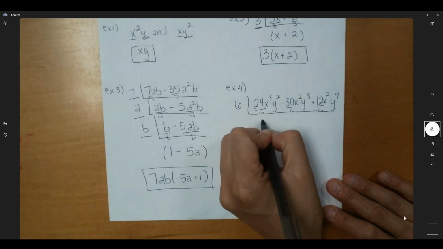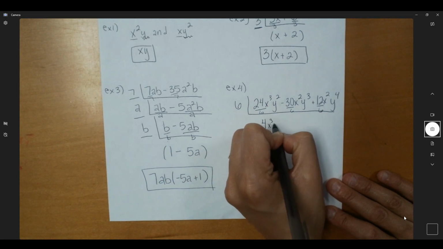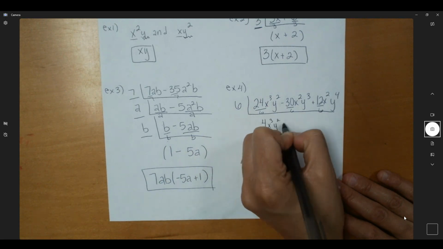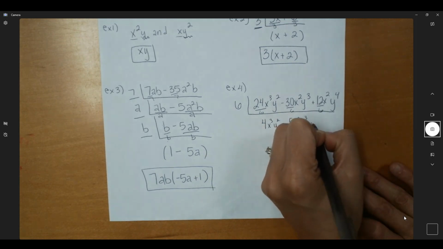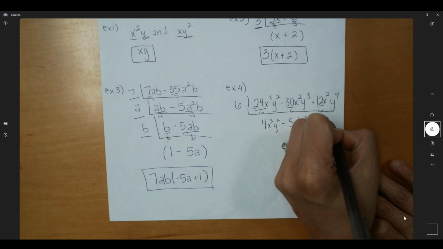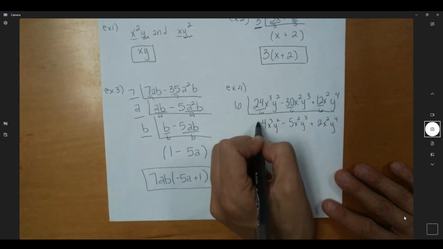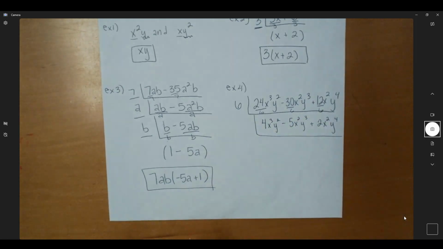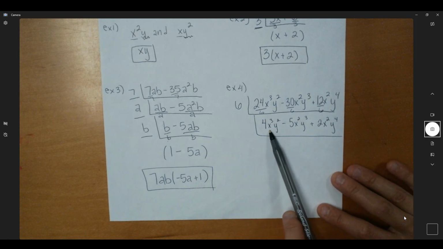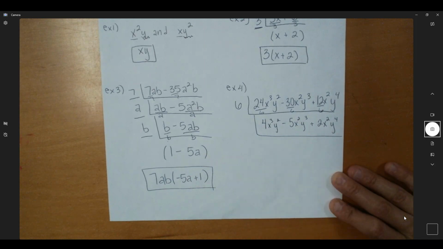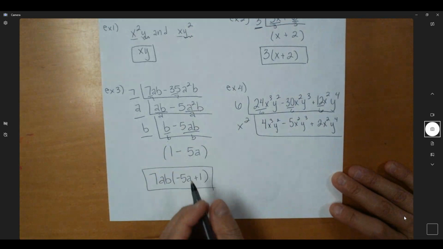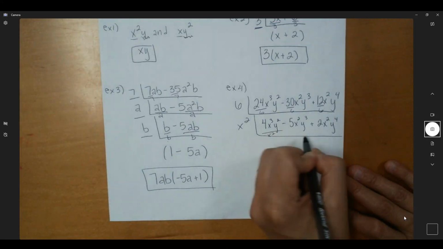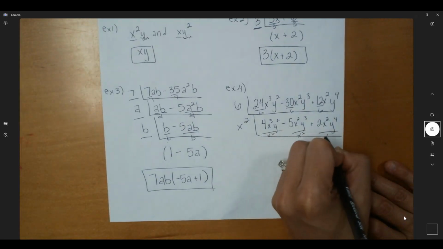So we're going to get 4x cubed y squared minus 5x squared y cubed plus 2x squared y to the 4th. Okay, now we can take out our x's. So looking, we have 3 x's here, 2 here, and 2 here. So the most we can take out of all 3 terms would be 2 of them. We can take x squared out. So divide each of these by x squared.